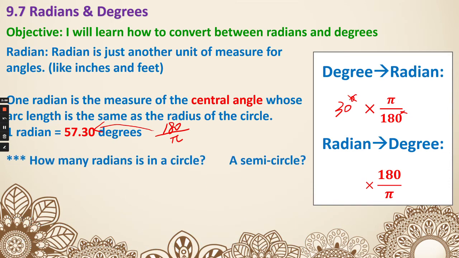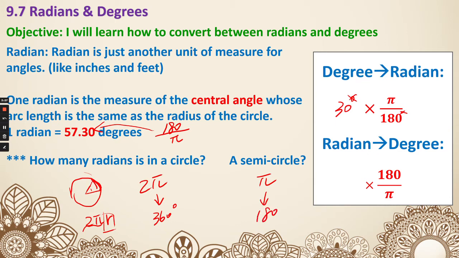Now let's have a look at 2 more questions. How many radians is in a circle? So we have a circle and the circumference 2 pi r, and r is actually the length that's actually facing a radian, which is about this size. So basically this 2 pi represents the whole circle in radian. And if the whole circle is 2 pi, then the semicircle is going to be pi. So basically 2 pi radian is 360 degrees, pi radian is 180 degrees.